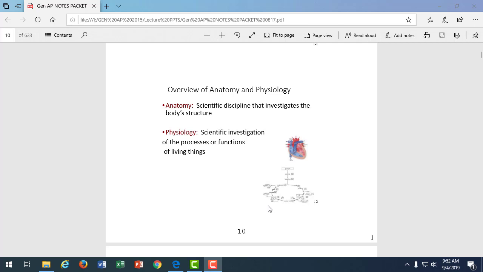And which part do you think is harder for most students to understand and do well in? The physiology, yeah, because that's where the critical thinking comes in, because you not only have to know the parts, but you have to know what those parts do. So the function part is the hard part.